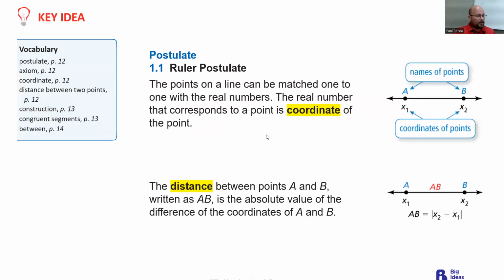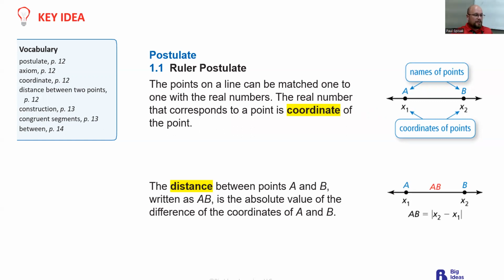Now, our vocab. So going down the side, we already just talked about postulate and axiom. We also are going to be talking about coordinate, distance between 2 points, constructions, congruent segments, and then also between. Now, I did change some of these slides out of order, so they might not go quite in order with how the vocab is listed. But the first thing here is the ruler postulate that I just mentioned on the previous slide.